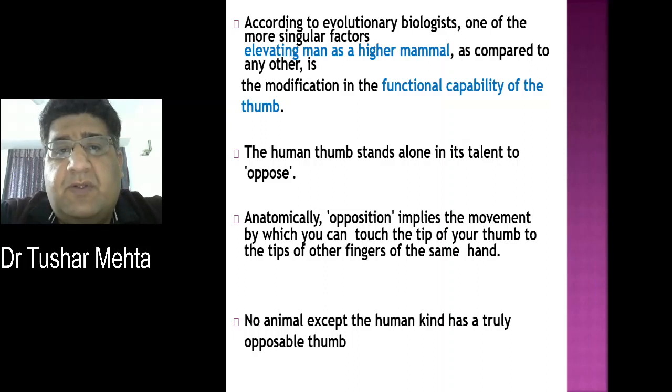So we have come to this conclusion that the functional capacity of the thumb is modified in humans, and there is only one modification which makes it standalone, and that is to oppose. When I say opposition, that means you can touch the tip of the thumb to the tip of the fingers of the same hand. So no animal except the human has a truly opposable thumb.